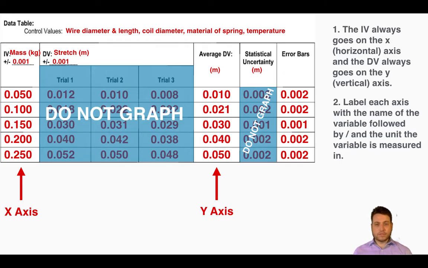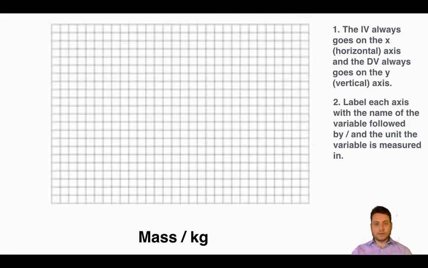In IB, we do something very specific where we give the name of the variable and then put a dash and then put the unit. So we don't use parentheses for the unit. So if I were writing the x-axis for this graph, I would title it mass dash kilograms like that. And if I were labeling the y-axis, I would call it stretch dash m for meters. So this is what that would look like.